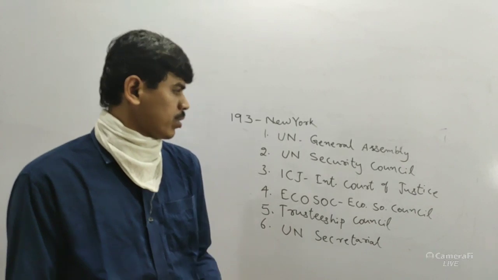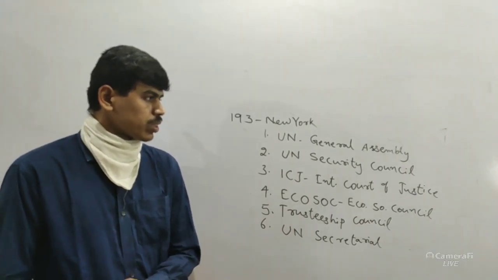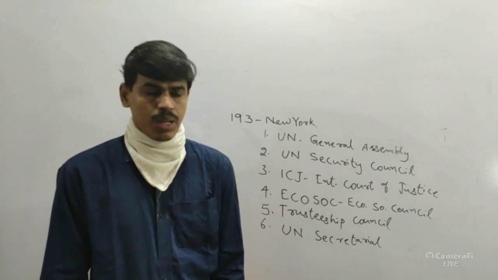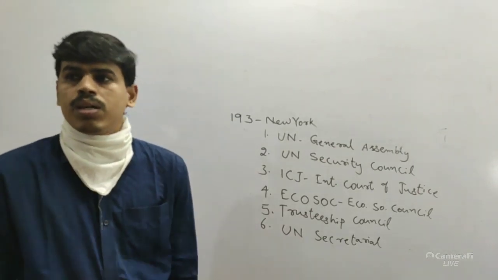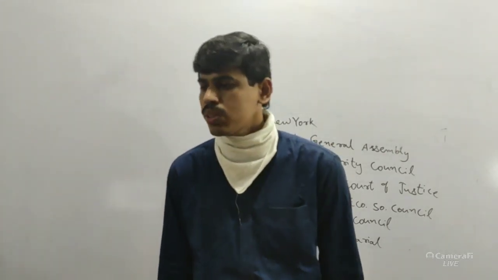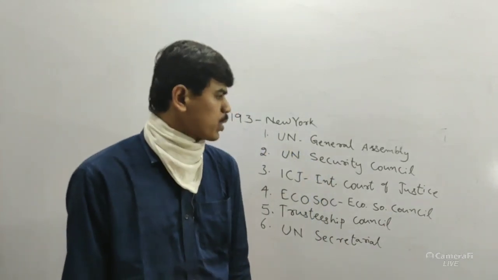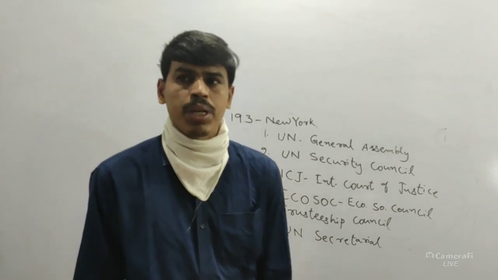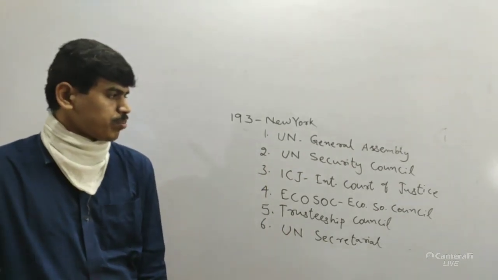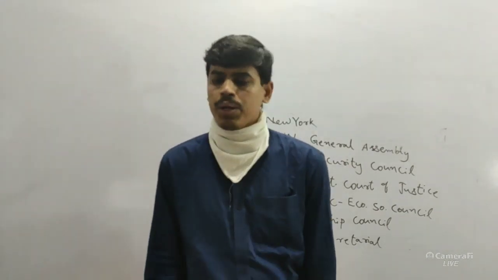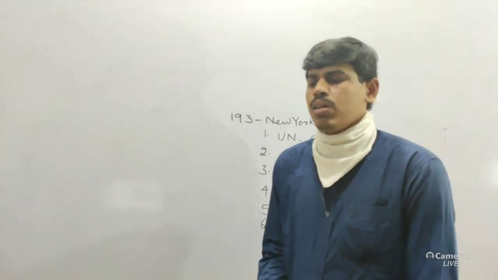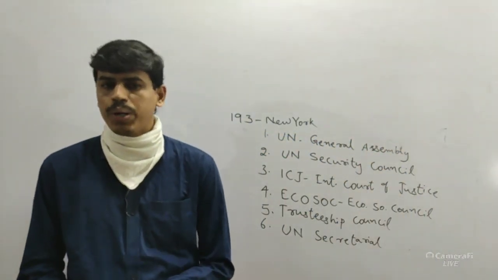Who will attend the meeting? Every country sends 5 delegates, and these 5 delegates can attend this meeting. Every country sends only 5 delegates. It may be USA or UK or India or Pakistan. That means India is 5, Pakistan is 5, USA is 5. But the vote is only one.